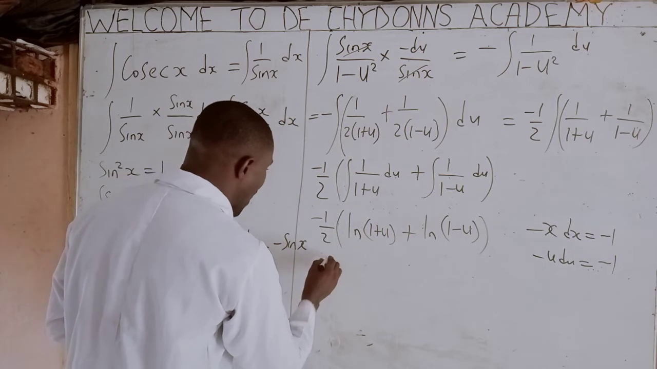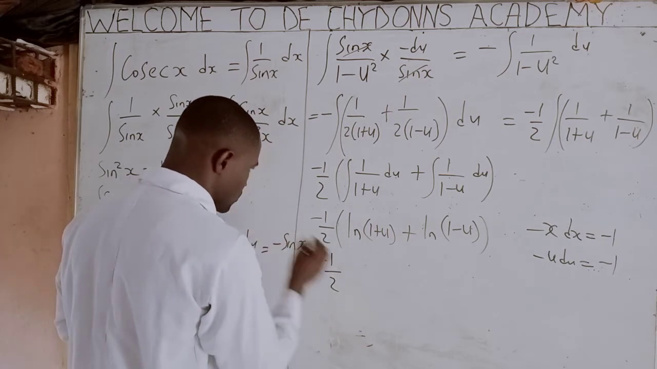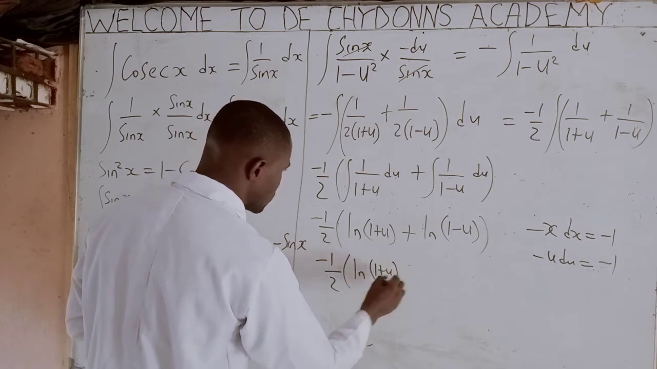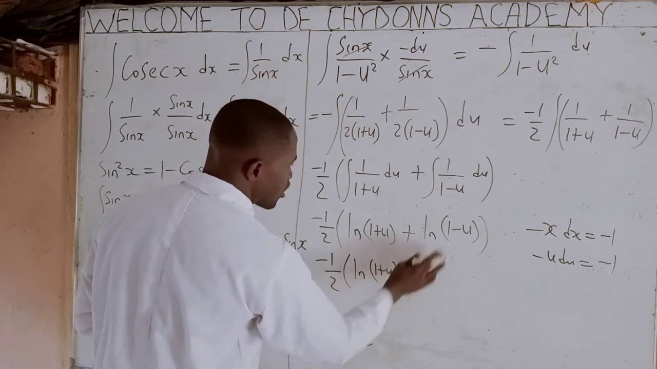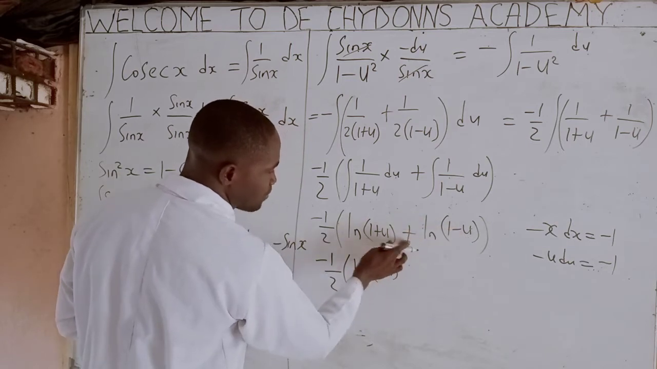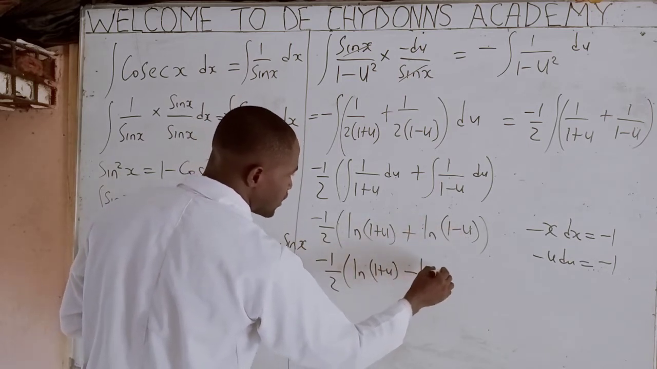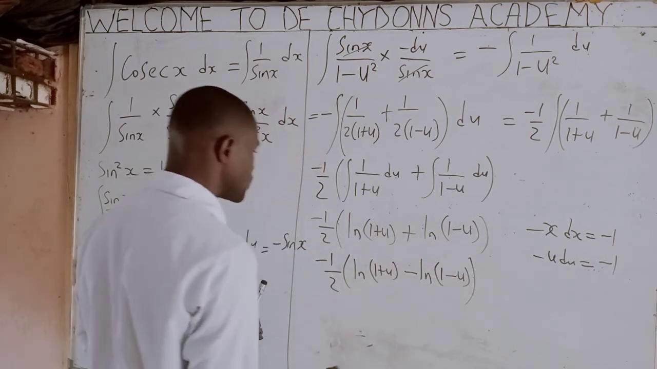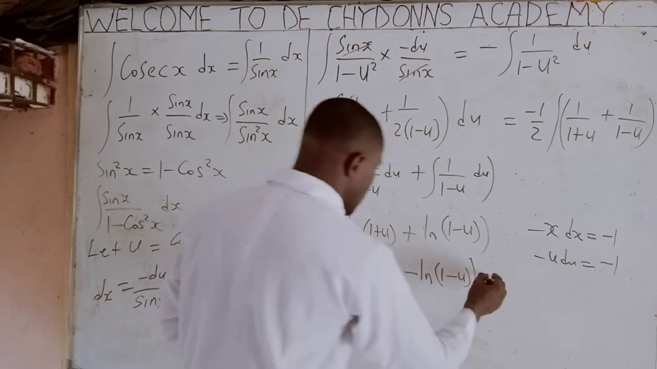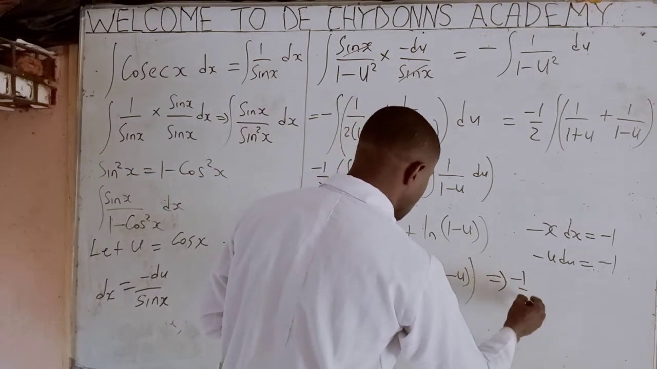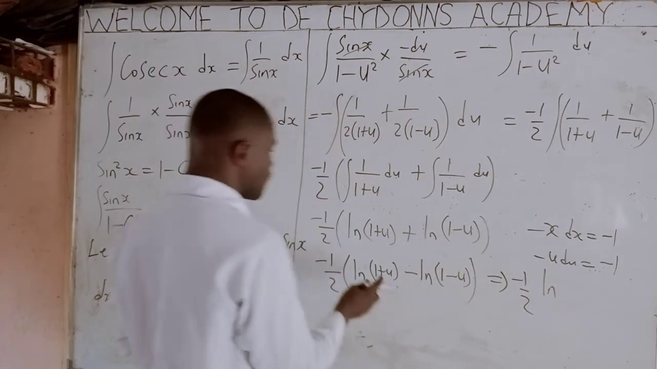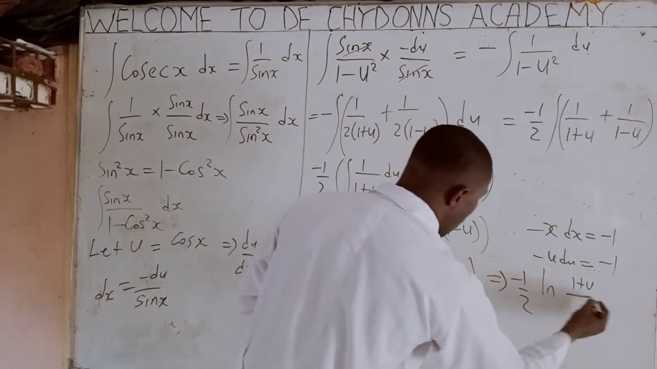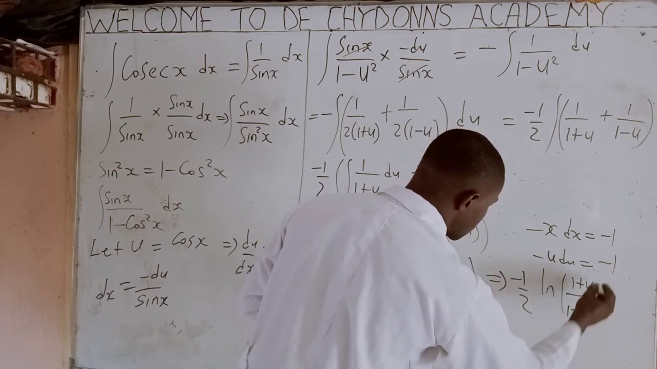Then I will be having 1 over 2 bracket ln 1 plus u, plus minus, because here has minus, that minus will multiply this to give you minus ln 1 minus u. So what do we now do? This will be giving you minus 1 over 2. Then from the law of logarithm, subtraction law, you will be having 1 plus u all over 1 minus u.